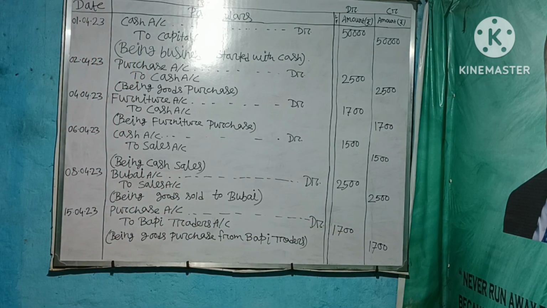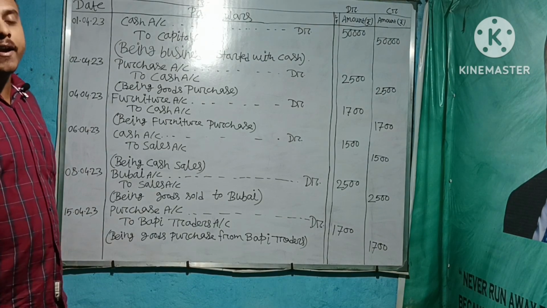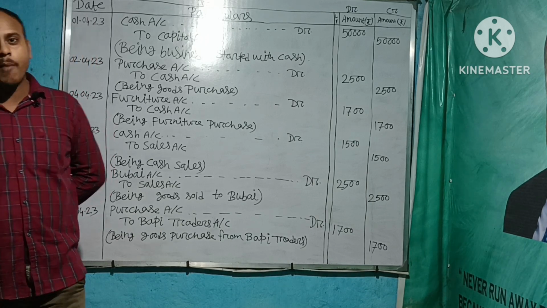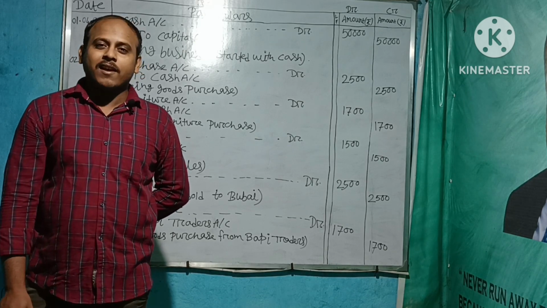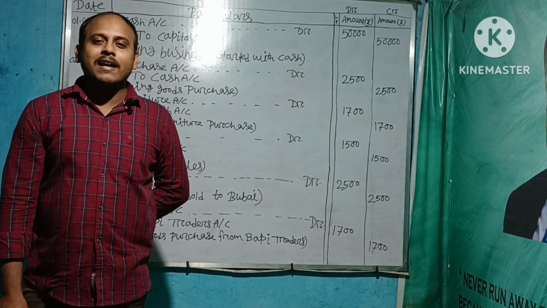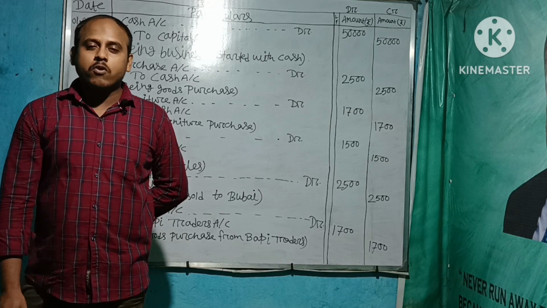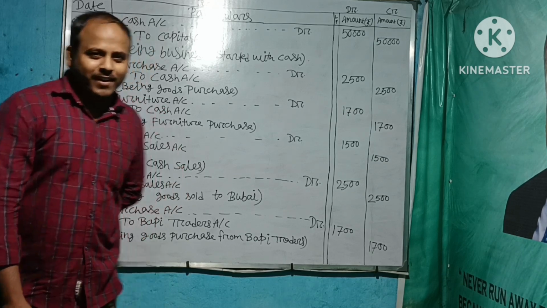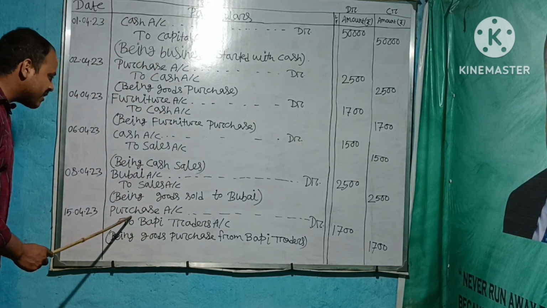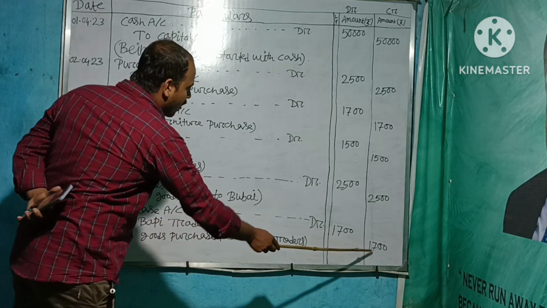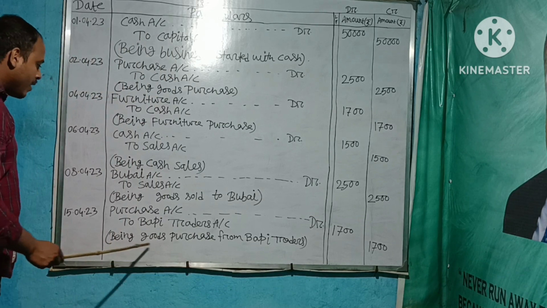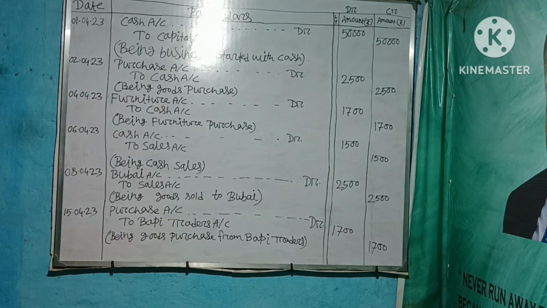1,700, as well as, we buy from whom? We buy from Bapi Traders. Bapi Traders is an example of a personal account. If we buy from Bapi Traders, then Bapi Traders is a giver. Here we know that as per the personal account rule, the giver is always credited. For that reason, purchase account debit 1,700, to Bapi Traders 1,700. Narration: being goods purchased from Bapi Traders.